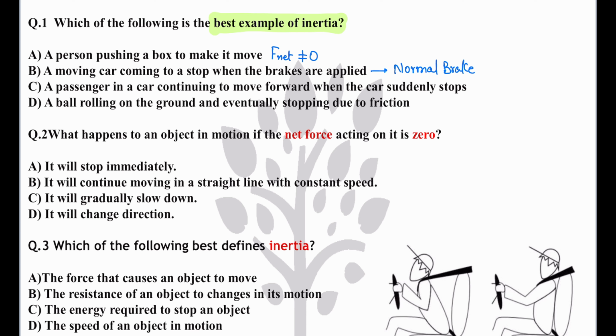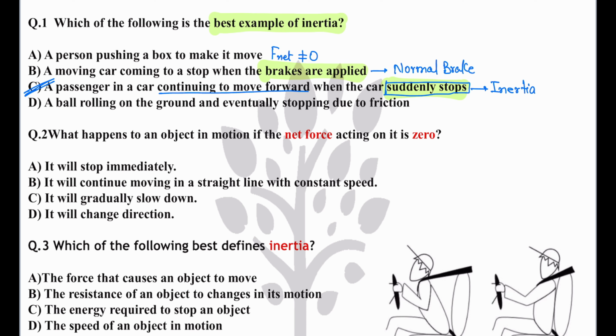Third, a passenger in the car continuing to move forward when the car suddenly stops. Suddenly stops means inertia. This is the key word. Sudden stop versus normal brake, when the brakes are applied and when sudden brakes are applied. This is very important. So the answer is C.